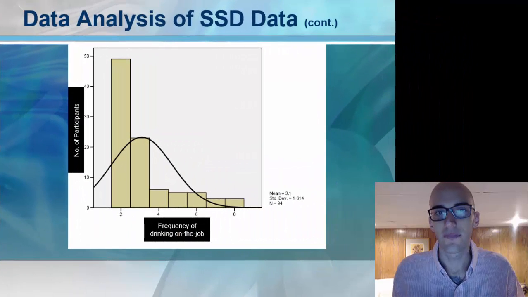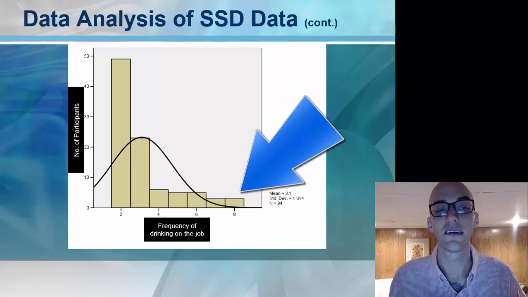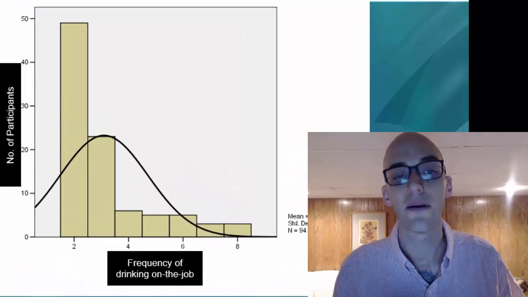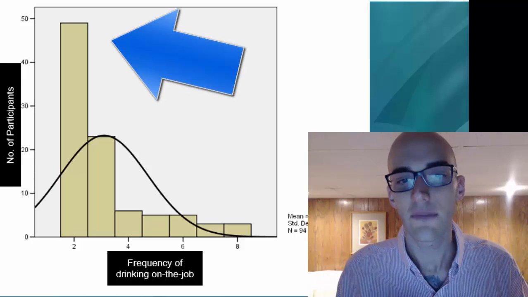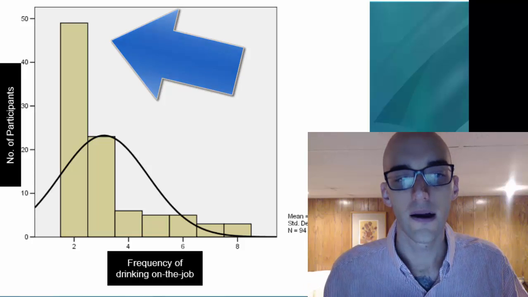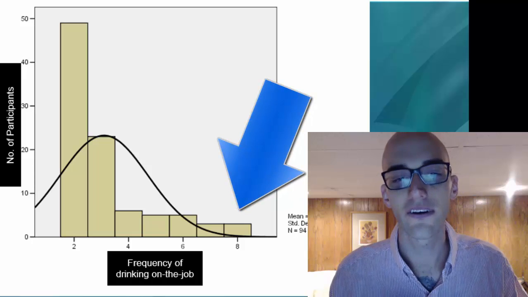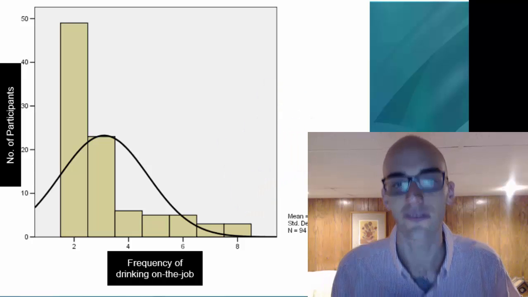But what about this one? This one doesn't really look too normally distributed to me. And this one is number of participants on the y-axis and frequency of on-the-job drinking on the x-axis. Here we can see that about 50 people, or maybe 49 people, said that they had 2 drinks while on the job. It looks like only about 6 people had 4 drinks on the job. And looking at 8 drinks on the job, maybe it was only about 2 or 3 people.